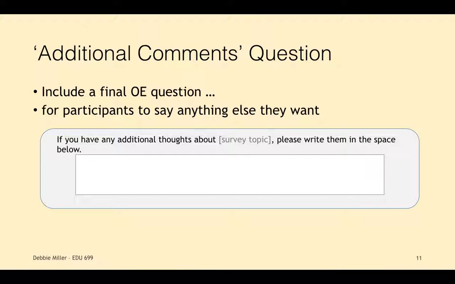And finally, we want to include an additional comments question at the end of the questionnaire. That will put the participant at ease. Being able to express themselves will help them think positively about the study and will help them think positively about surveys in general.